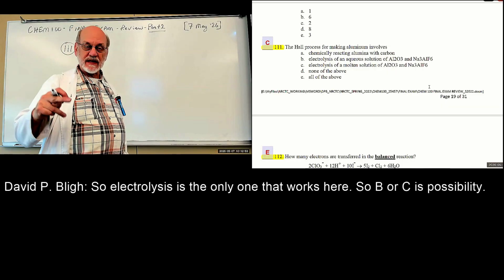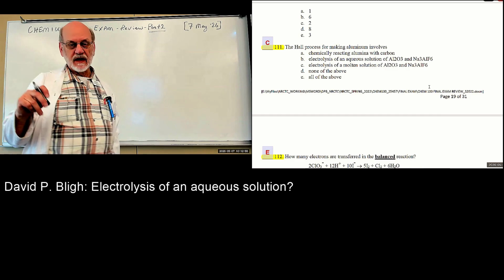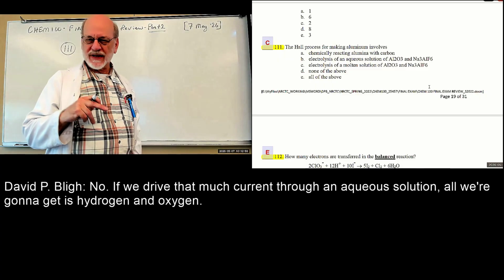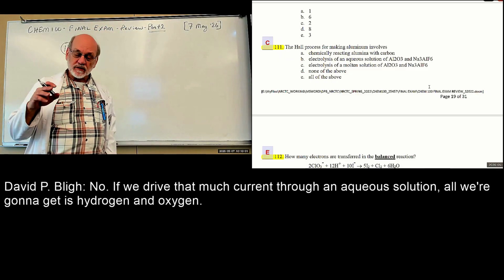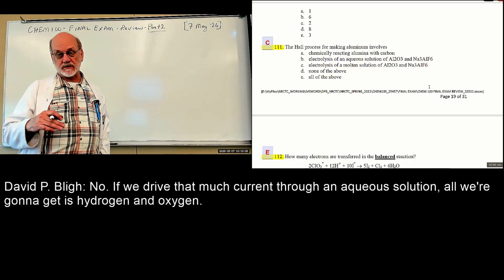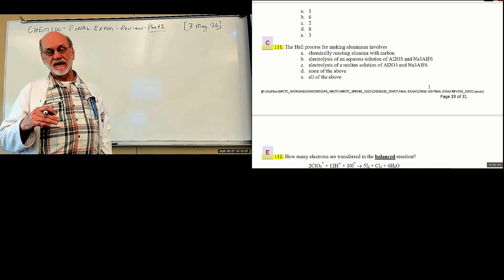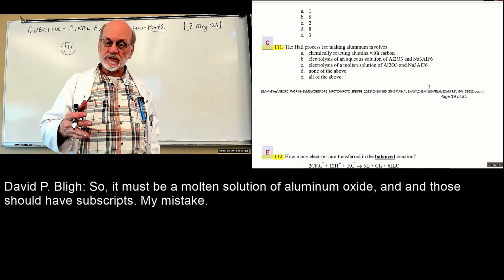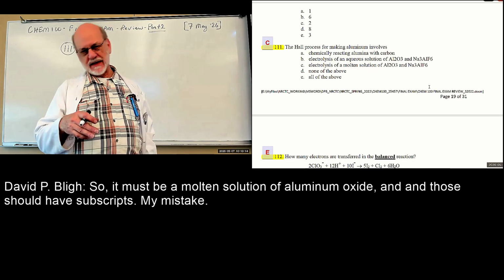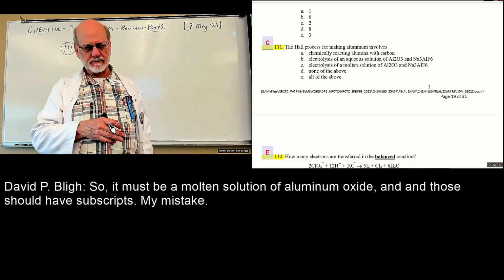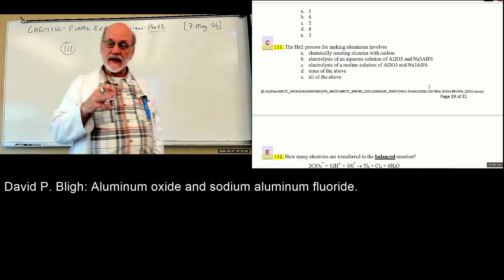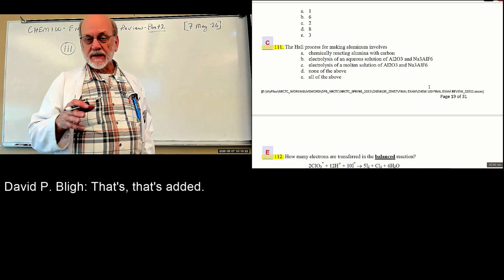So B or C is a possibility. Electrolysis of an aqueous solution? No. If we drive that much current through an aqueous solution, all we're going to get is hydrogen and oxygen. So it must be a molten solution of aluminum oxide, and those should have subscripts. My mistake. Aluminum oxide and sodium aluminum fluoride.